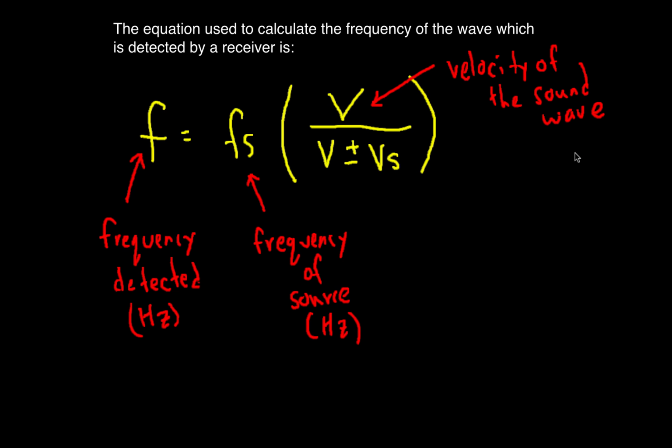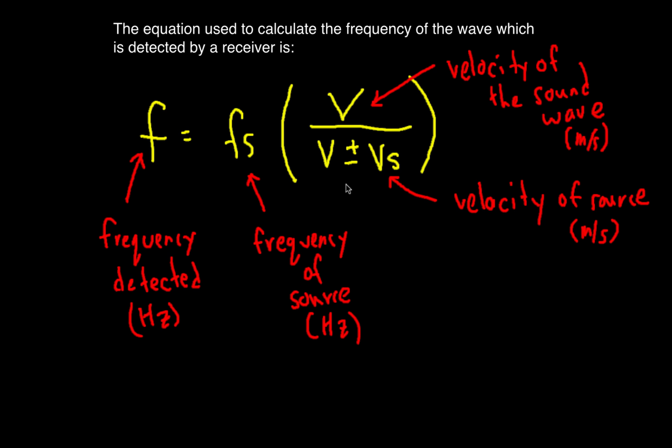Remembering that sound will travel at a different speed in air than it would in water or in rock or in any other medium. Vs is the velocity of the source, the ambulance or the car or whatever's making the noise. In both cases, velocity is measured in meters per second. The plus or minus means that we have to decide whether to use addition or subtraction depending on the situation. We use plus when the object is moving away from the listener, and we use minus when it's moving towards the listener.